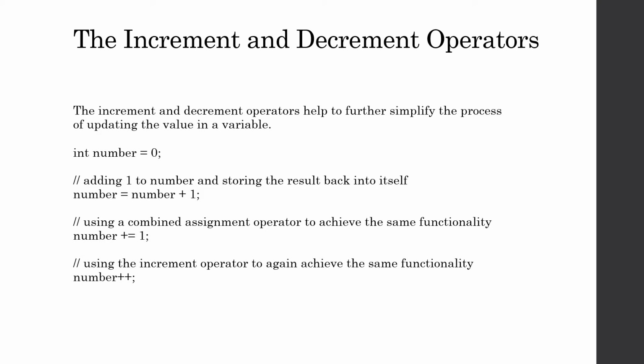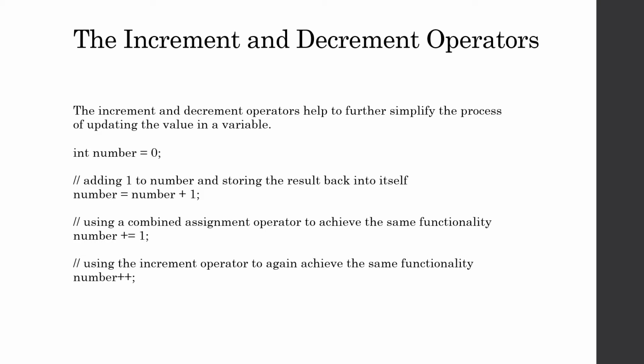We've got an example right here where we've got this number variable that we have declared. It's going to be of type int, and we're going to initialize it with a 0 value. And then we've got three different lines of code underneath that, showing three different ways that we can add 1 to that variable. The first one shows the longest or the most verbose way that we can do this, by adding 1 to the number and storing the result back into itself. So we see we've got number plus 1. We take that result and assign that back into number.